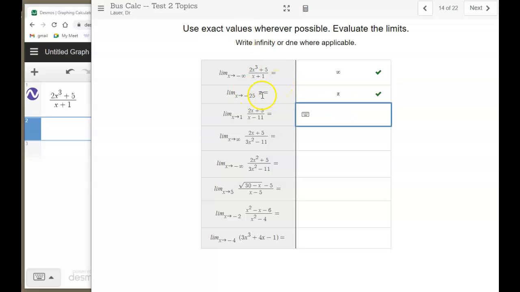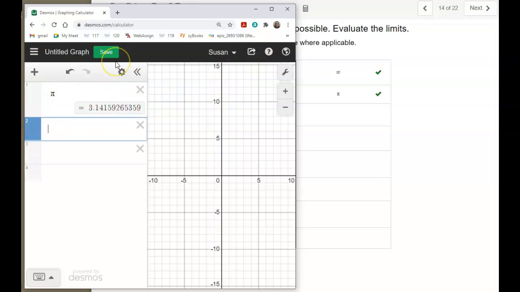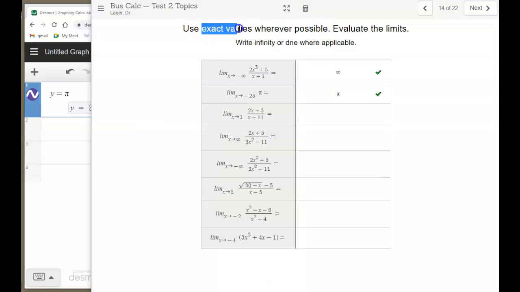Now I could put in here, just like I did before, I could put pi and graph it. This would be y equals pi. You can see it's an equation across here with the value of pi. Do not give me a decimal approximation for this. Make sure that you're putting in the exact value when you're doing these limits on the test.